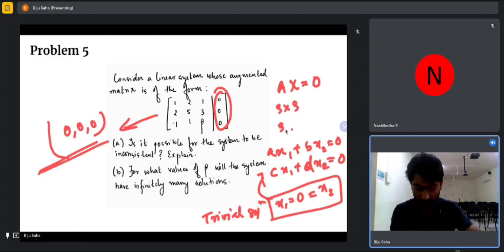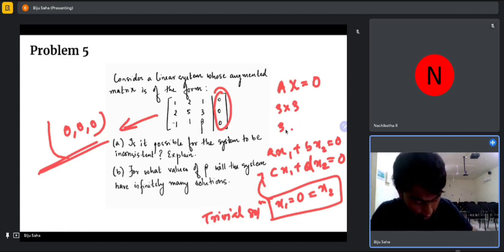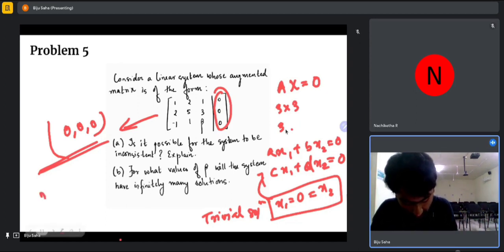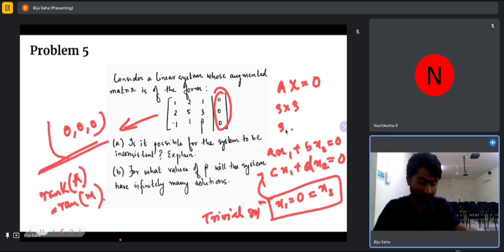And from the point of view of the rank of the matrix, the rank of the augmented matrix and the rank of the coefficient matrix, you'll see that the rank of the augmented matrix is always equal to the rank of the coefficient matrix for the case of a homogeneous equation. So that says that the system of equations is always consistent.